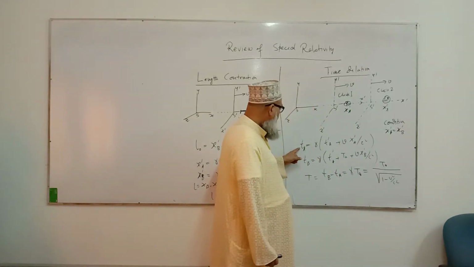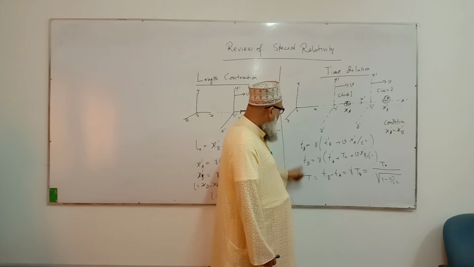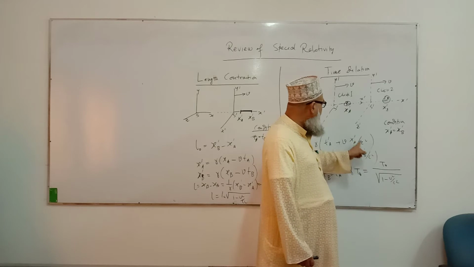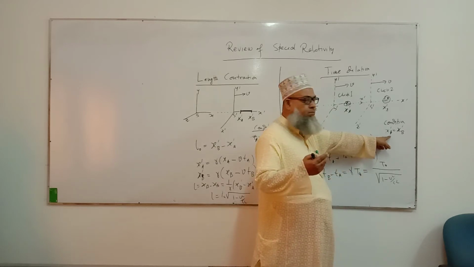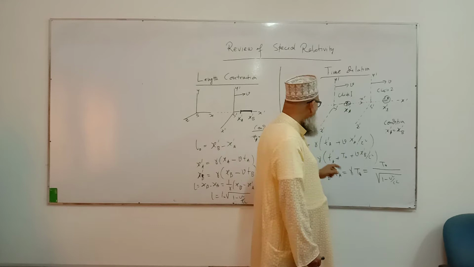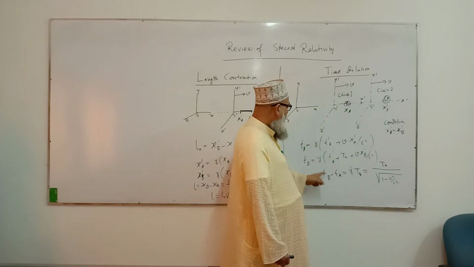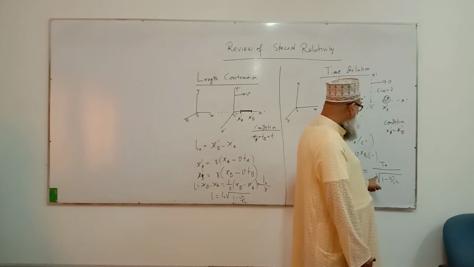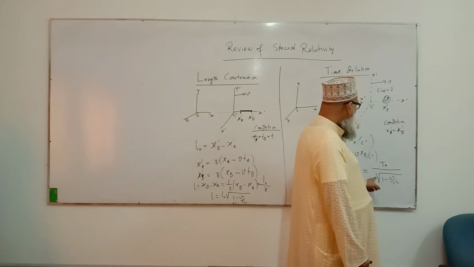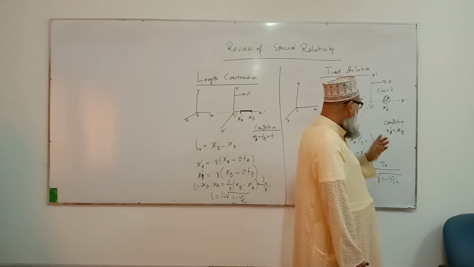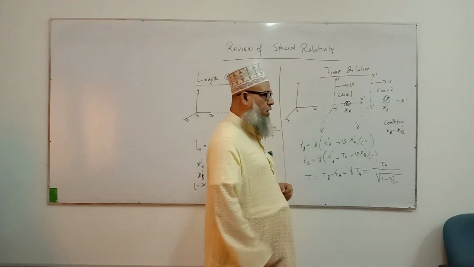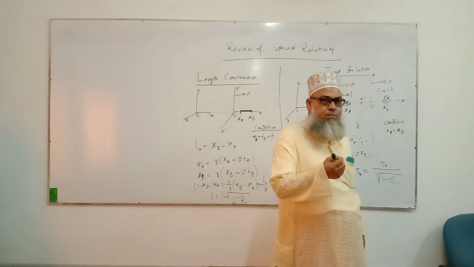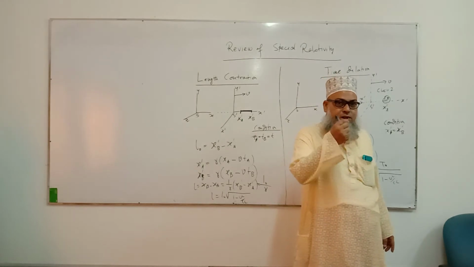Okay, now tB minus tA. This term cancels out because x prime are the same. This term cancels out, and we get gamma multiplied by T naught. Or gamma is 1 by the square root of 1 minus v squared by c squared, so it is T naught by the square root of 1 minus v squared by c squared. This is time dilation. Why? This T naught is called the proper time. Why proper time? Because it is the time recorded by a single clock.